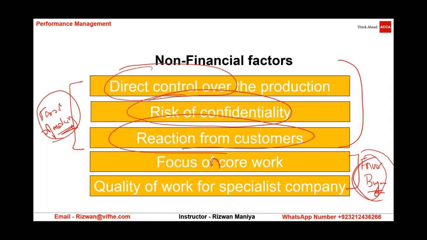You should go for outsourcing, and these first three are in favor of making. So when you are required to discuss non-financial factors, you consider both the positives and the negatives which are in front of you. The first 3 points are positive for making, negative for buying. The last 2 points are positive for buying and negative for making. Okay.